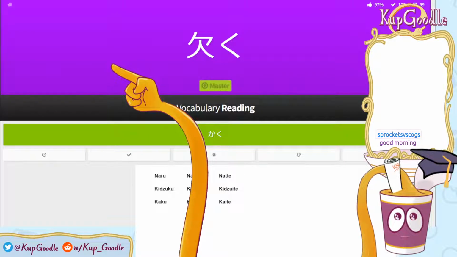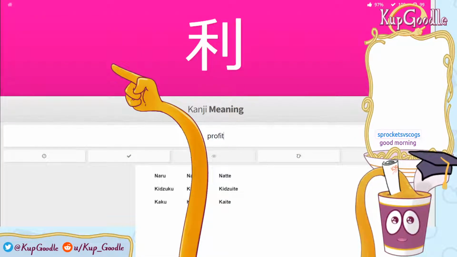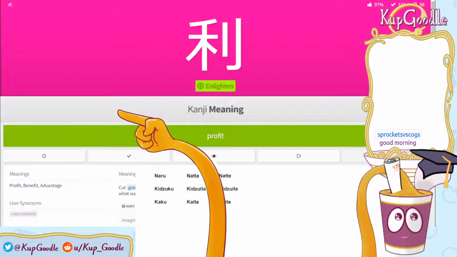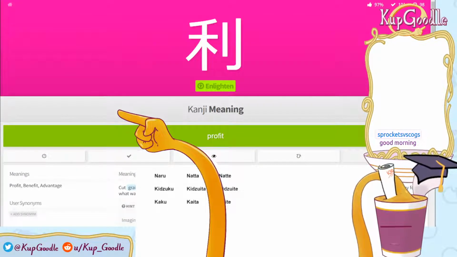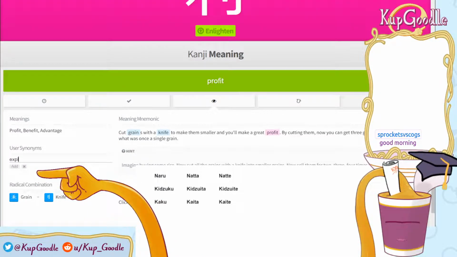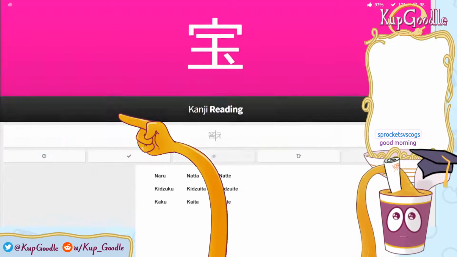Kaku. Profit. Is it also benefit? Profit, benefit, advantage. I'm going to use benefit. I'm going to exploit. We really shouldn't add exploit, but just in case, I remember it from video.